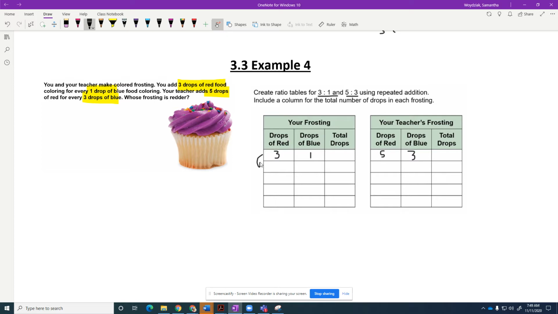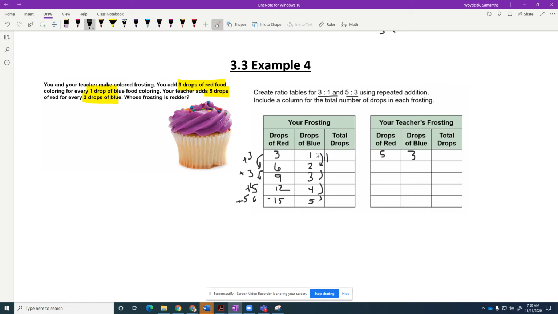So I'm going to use repeated addition and add another 3. So if I add another 3 to get 6, then I'm going to add another 1 to get 2, because for every 3 drops of red, there's 1 drop of blue. So again, if I keep adding 3, I will get 9. Do it again. I'll get 12. And do it again, I'll get 15. So as I do that, I'm also adding 1 to get 3, adding another to get 4, adding another to get 5. So this makes sense.